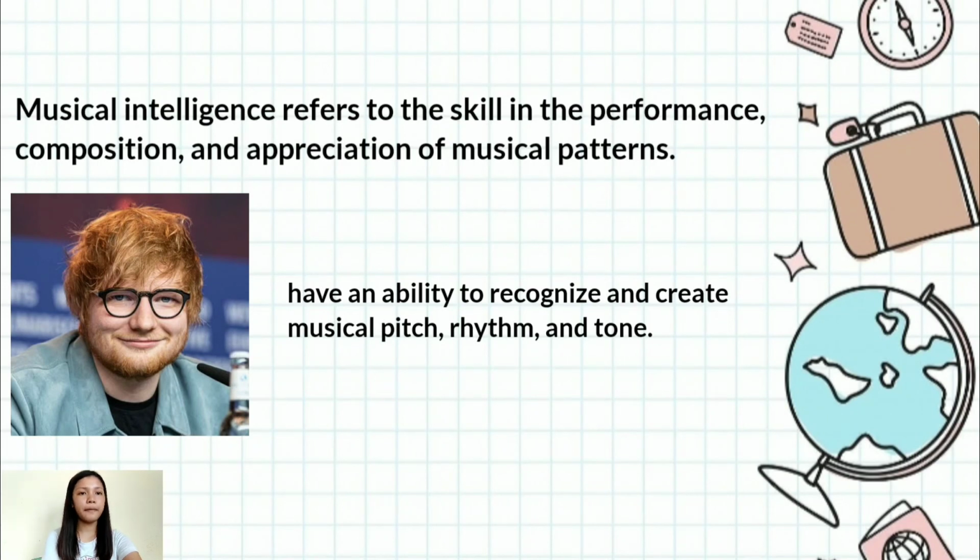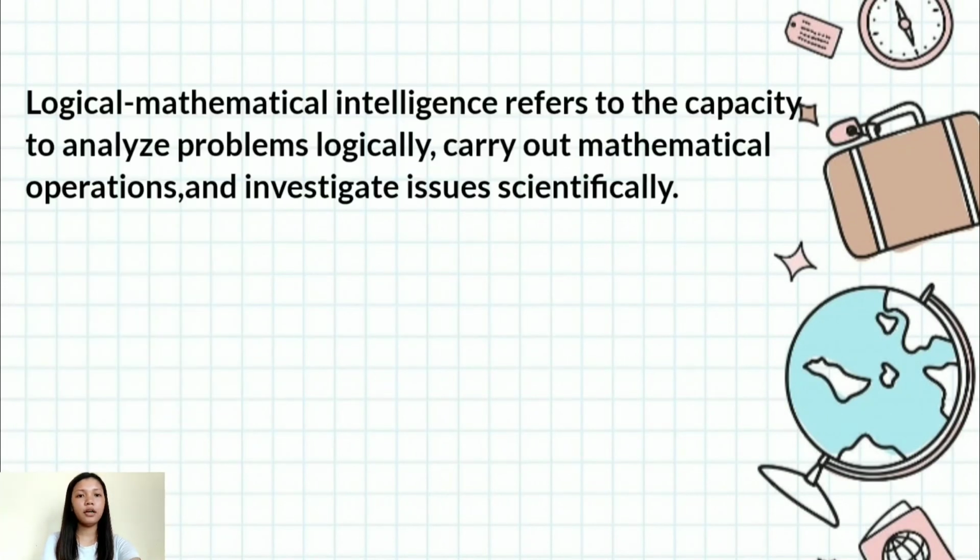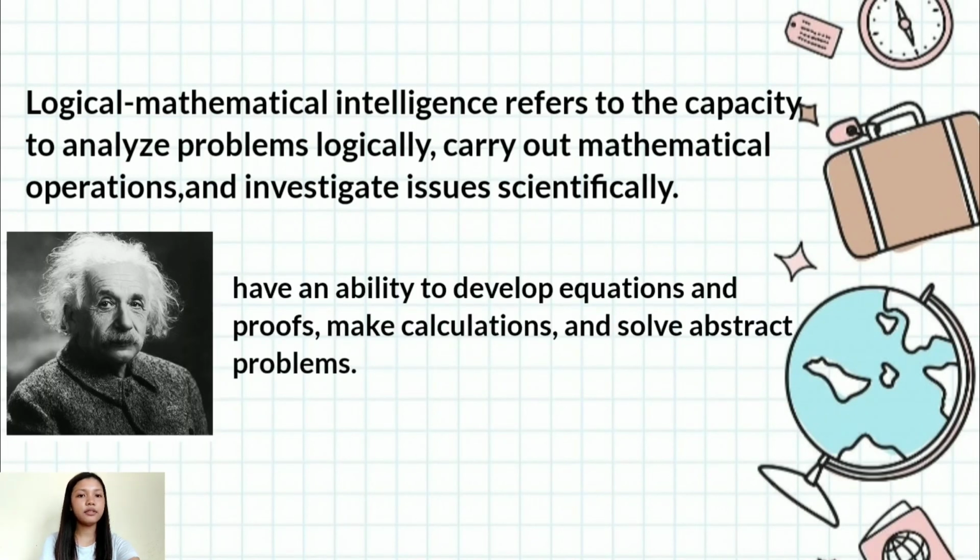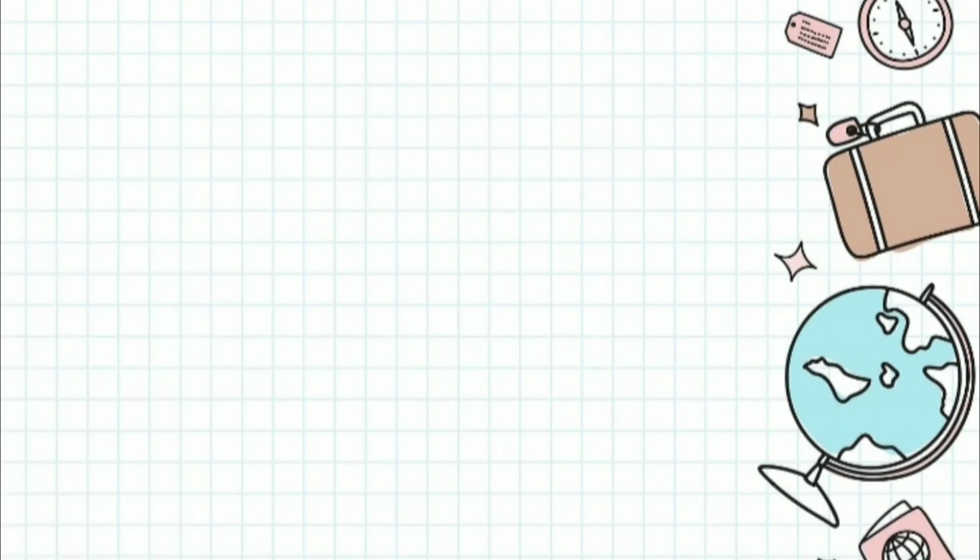Logical mathematical intelligence refers to the capacity to analyze problems logically, carry out mathematical operations, and investigate issues scientifically. People with logical mathematical intelligence, such as Albert Einstein, have an ability to develop equations and proofs, make calculations, and solve abstract problems.